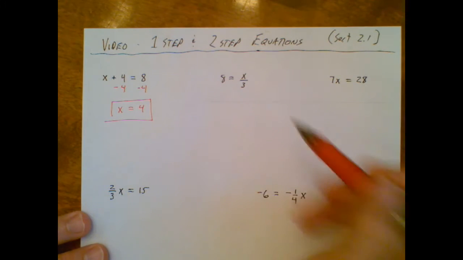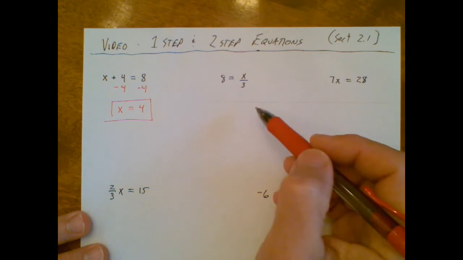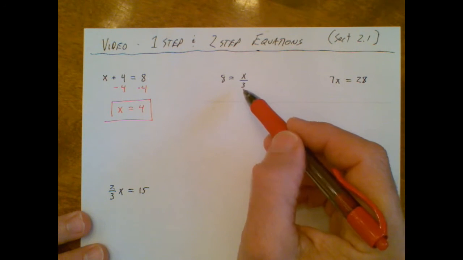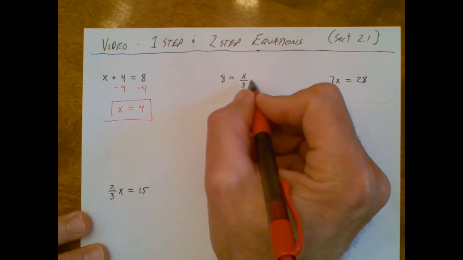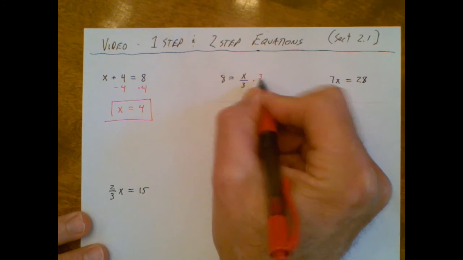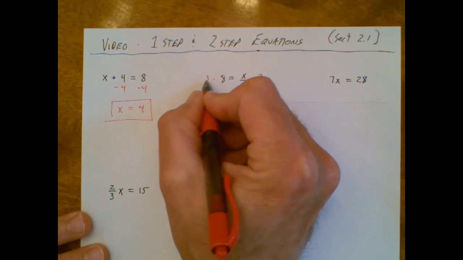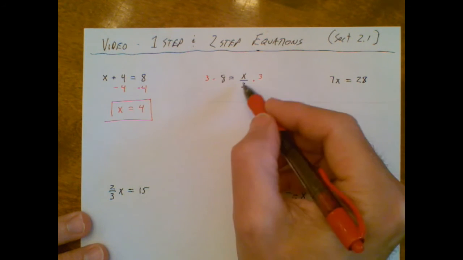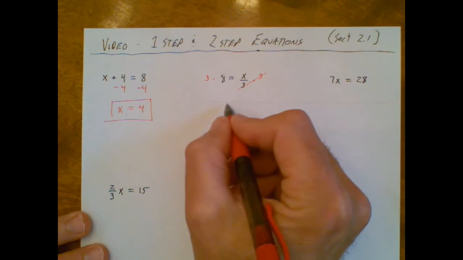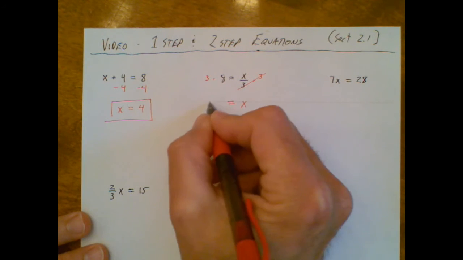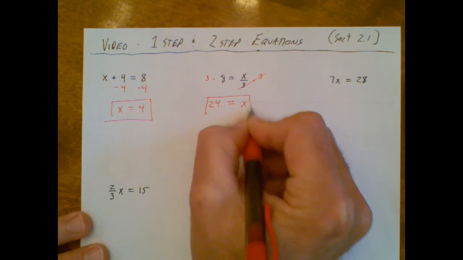This one, my goal is to get x by itself. What's attached? The 3. It's attached by division. So what I will do is I will multiply the right side by 3, multiply the left side by 3 so it's in balance. The numerator and the denominator reduce, and I'm done.